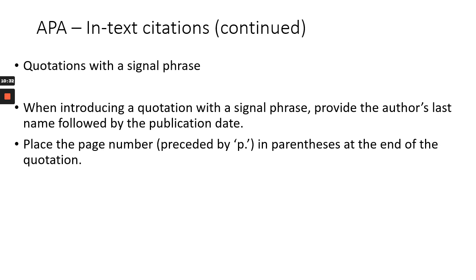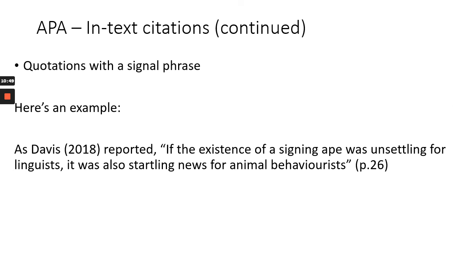Quotations with a signal phrase. When introducing a quotation with a signal phrase, provide the author's last name followed by publication date. Place the page number preceded by p. and the page number in parentheses at the end of the quotation. Here's an example. As Davis 2008 reported, if the existence of a signing ape was unsettling for linguists, it was also startling news for animal behaviorists. Page 26.